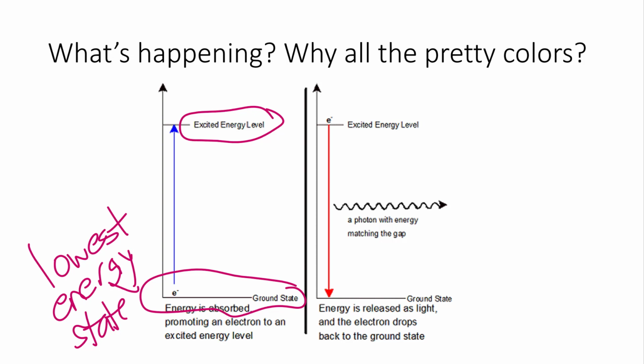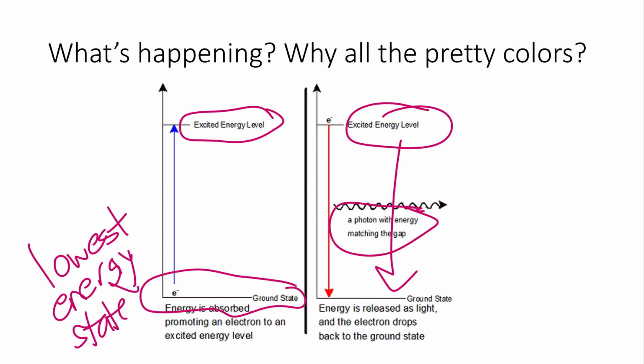Heat or electricity does that. And then, because the electron can't maintain that excited state, you look here on the right, and the energy has to get released because you put energy in. So when the electron drops back down, the energy has to go somewhere. It comes out in the form of light. That's what a photon is. A photon is a packet of light energy.